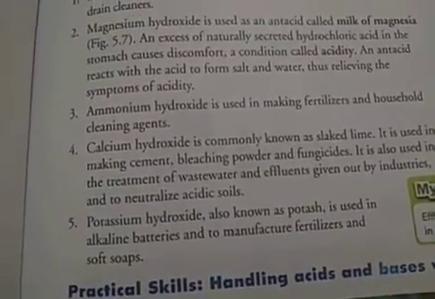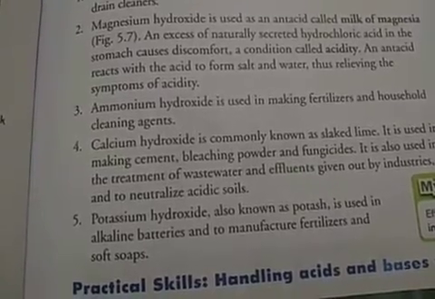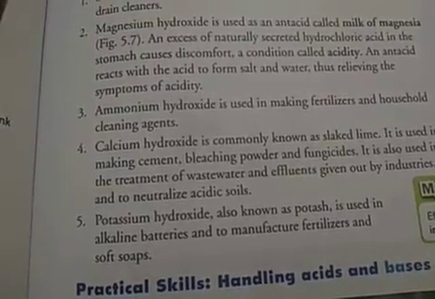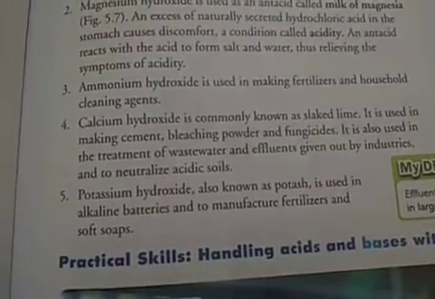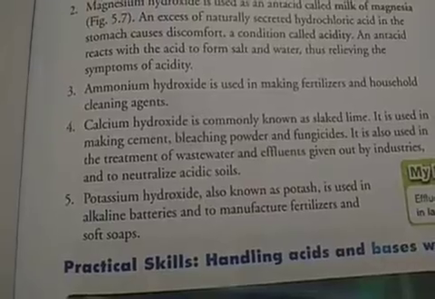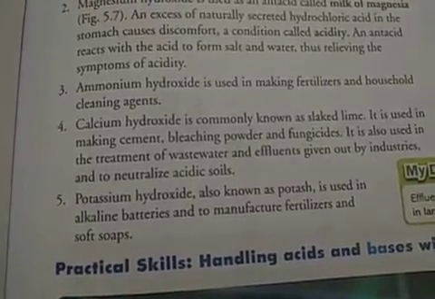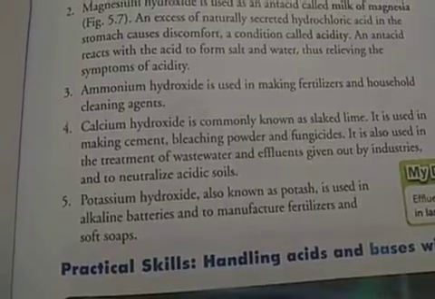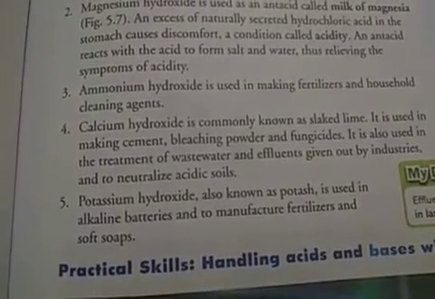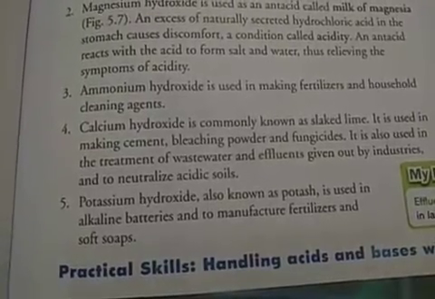Next, ammonium hydroxide. Nitrogen is the main derivative of urea, so it can be used in the production of fertilizers. Potassium hydroxide is used for potash. Calcium hydroxide is known as slaked lime. This is important: what is slaked lime? Calcium hydroxide is slaked lime, and it is used for making cement, bleaching powder, and fungicides.